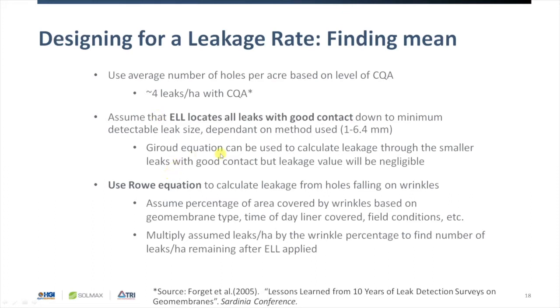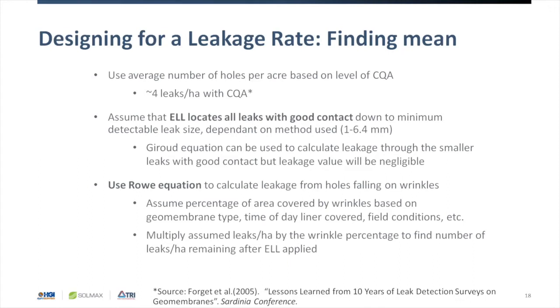You can use the Giroud equation to calculate leakage through holes that are too small to detect with the ELL methods. But that leakage value is going to be negligible. When you have a small hole in intimate contact with the subgrade, there's very, very low level of leakage. So what you need to do is use the Rowe equation to calculate the leaks from those holes that were not detected by ELL.